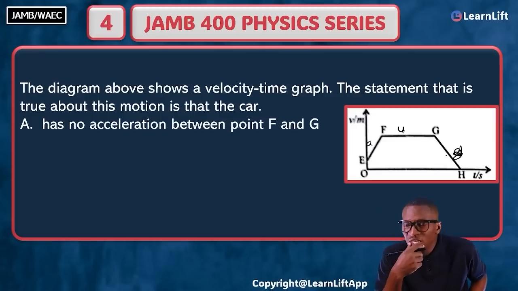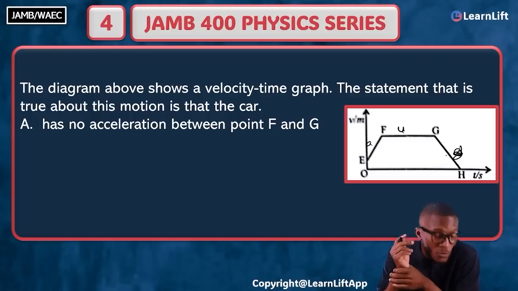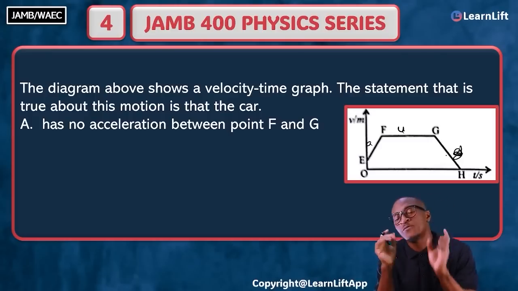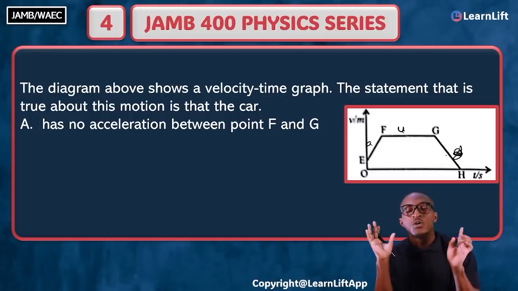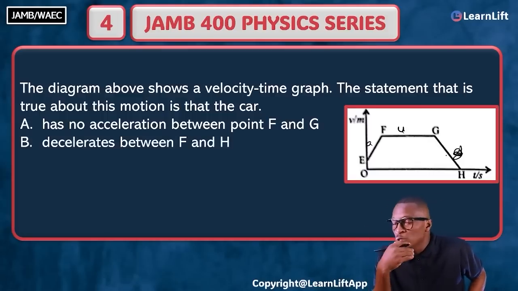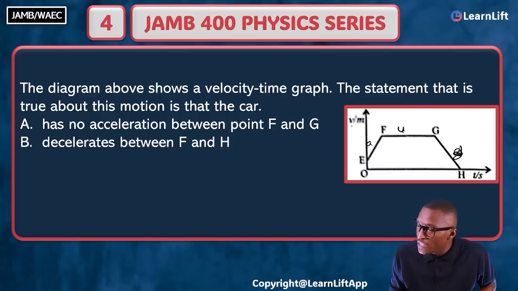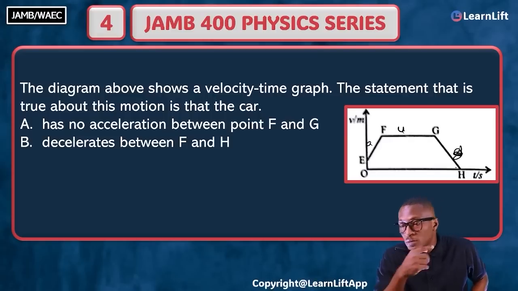Let's see the options. Option A says it has no acceleration between F and G. Is there acceleration between F and G? It is uniform. It is neither accelerating nor decelerating. So option A first. Let's see option B. Decelerating between F and H. No, it is uniform and then decelerates. So B is wrong.